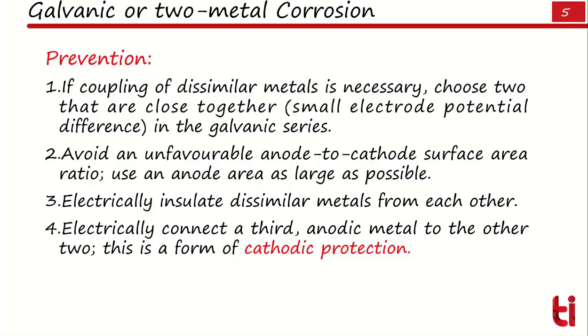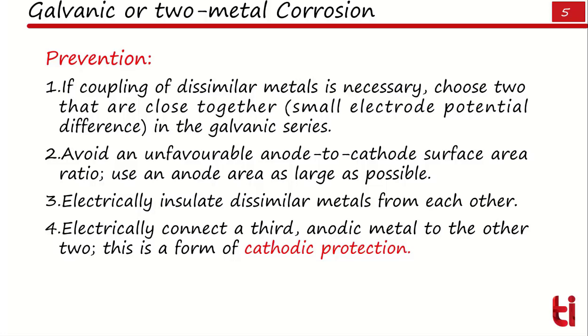Another important thing that one should keep in mind as a design engineer is you should try to avoid an unfavorable anode to cathode surface area ratio. Use anode area as large as possible. Why is it so? Because if you remember, yesterday we defined the corrosion rate, and the corrosion rate R was proportional to the current density I.